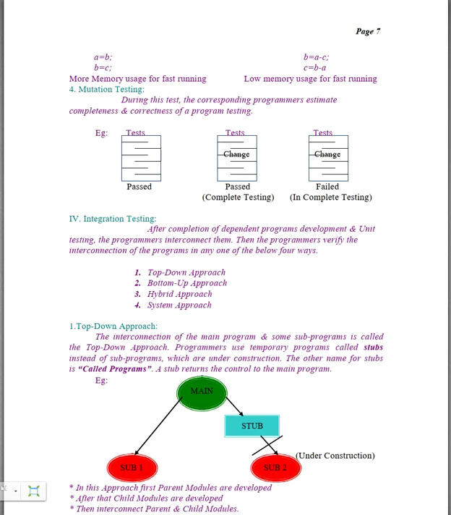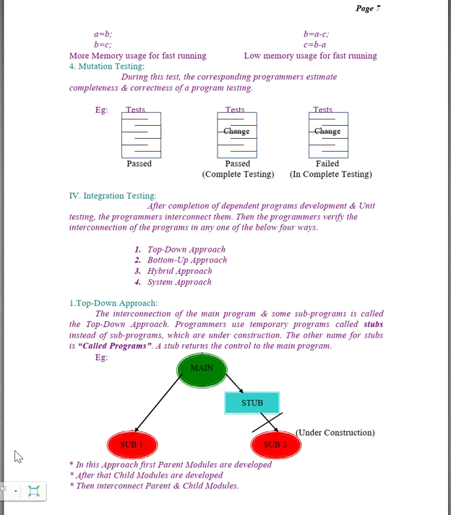In the top-down approach, it is the interconnection of the main program and some subprograms. Programmers use temporary programs called stubs instead of subprograms which are under construction. The other name of a stub is called program. Here is an example where since sub2 is not available, they are using a stub. The stub will be similar to sub2, but it will be developed by the developer for temporary use. It is not the main sub function.